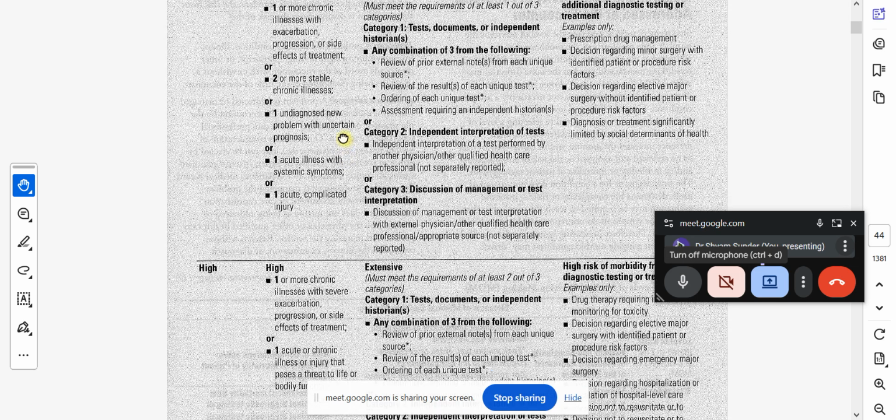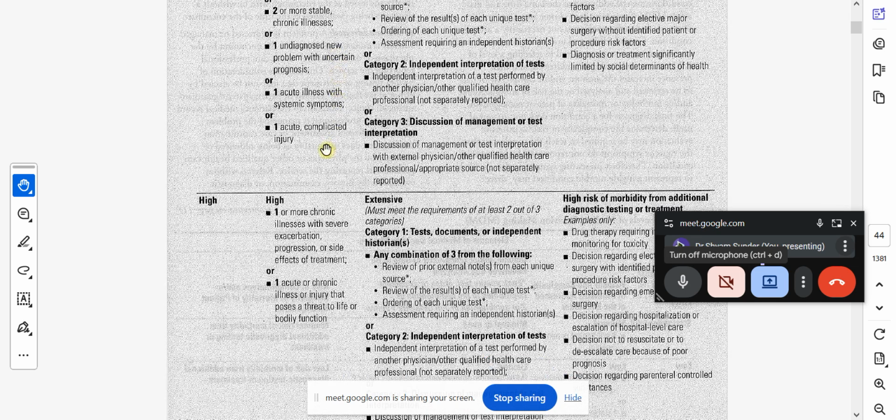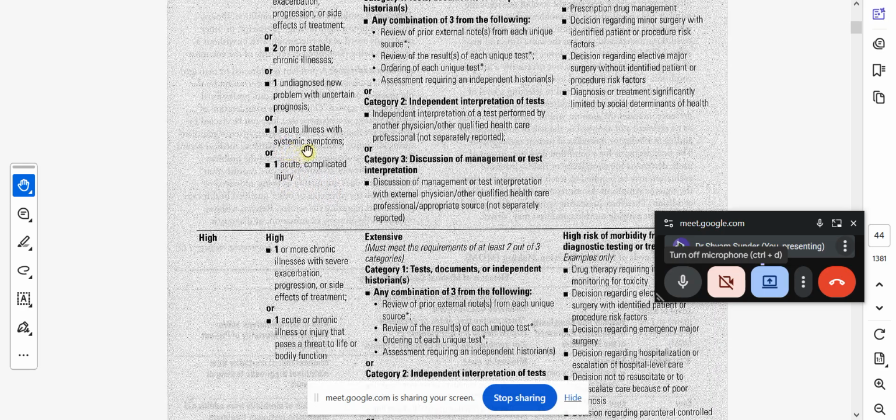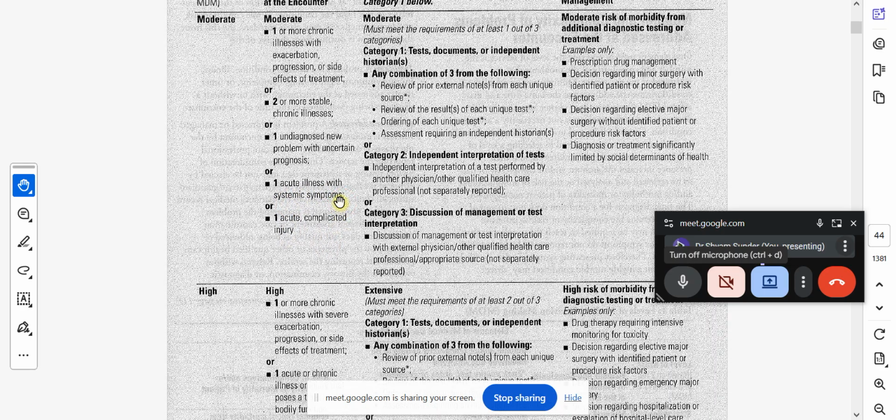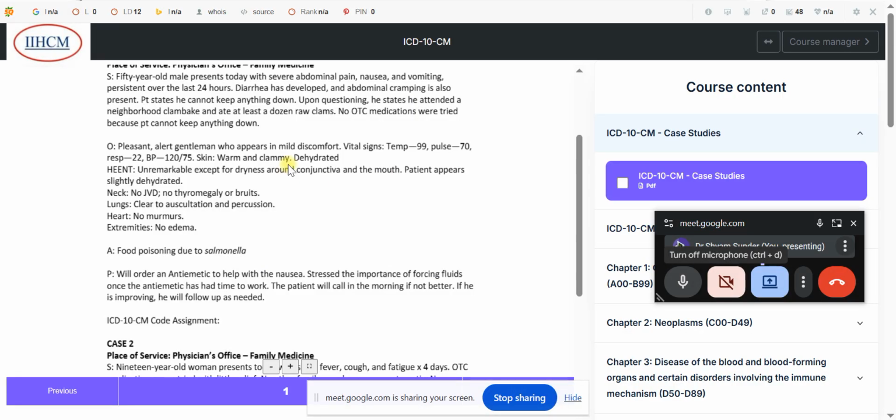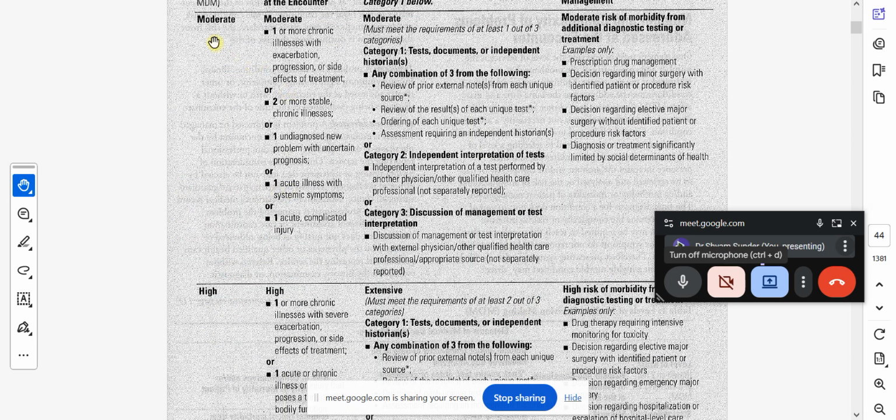But now for this case, it is acute illness with systemic symptoms, because the patient has multiple problems: abdominal pain, nausea, vomiting, and the patient is not able to take anything. Of course, is there any mention of dehydration? There is dryness around the conjunctiva and mouth, slightly dehydrated. These are all systemic symptoms. So in this case, the problem is moderate.